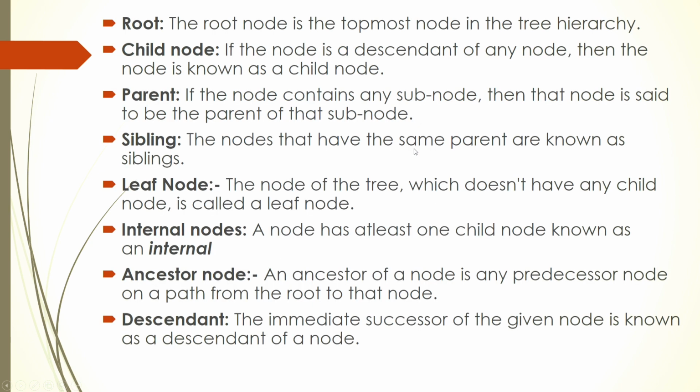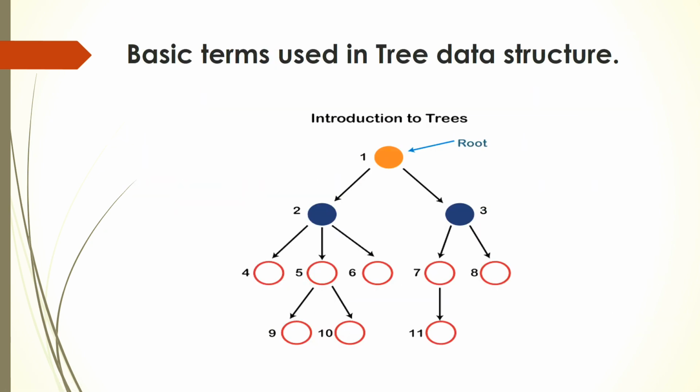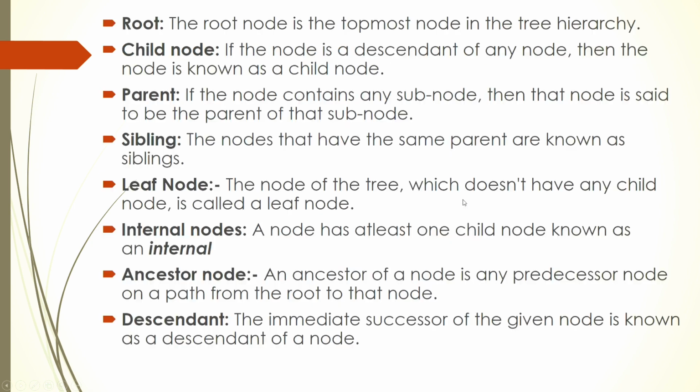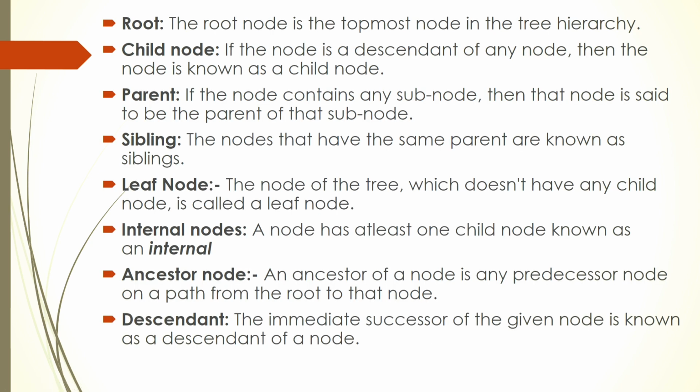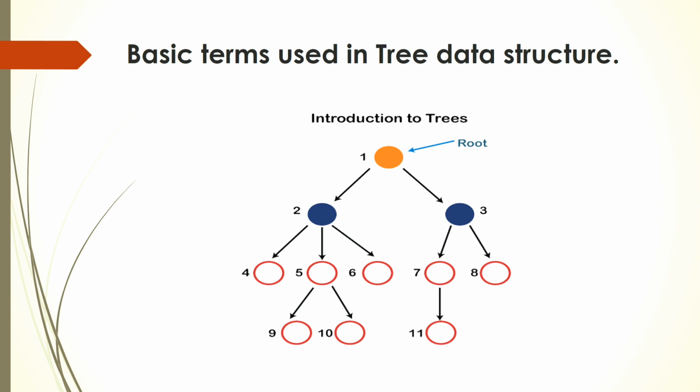If a node is directly linked to some other node, it is called a parent-child relationship, like 2 and 3. Now comes the child node. If a node is a descendant of any node, then it is known as a child node. Then comes the parent node. If a node contains any subnode, then that node is said to be the parent of that subnode. Then comes the sibling. The nodes that have the same parent are known as siblings. Suppose 4, 5, 6 have the same parent 2, which means 4, 5, 6 are siblings.